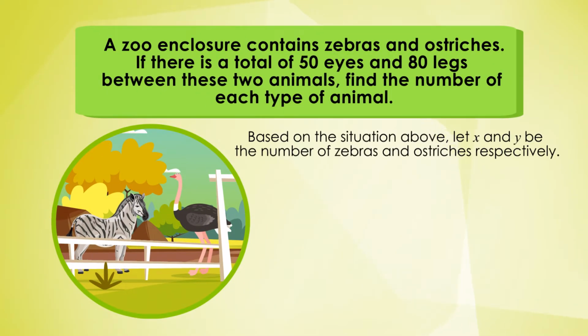Based on the situation above, let x and y be the number of zebras and ostriches respectively. Thus, we can form the first equation, which is 2x plus 2y equals 50, knowing that each animal has 2 eyes. And then we can form the second equation, which is 4x plus 2y equals 80, knowing that a zebra has 4 legs and an ostrich has 2 legs. Both the equations formed are linear equations in 2 variables.